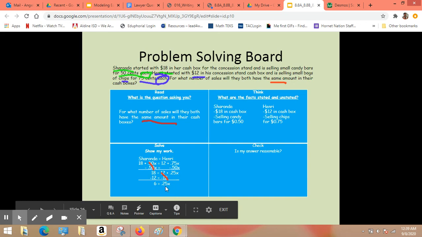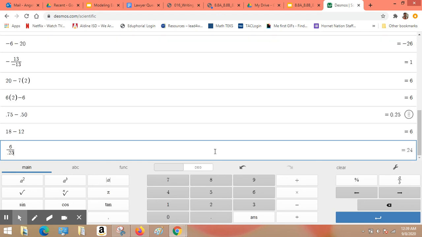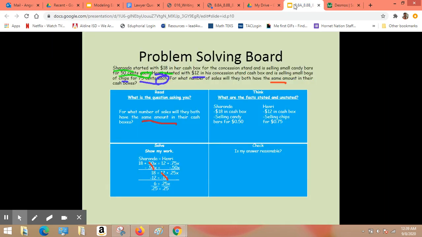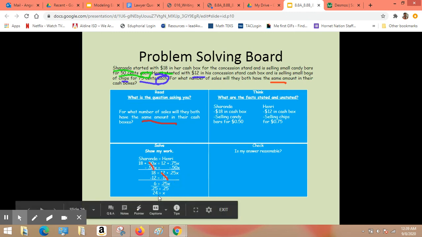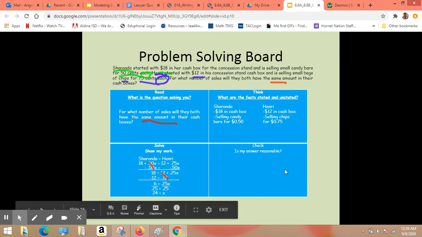Okay, so now I have to divide. I'm going to do the opposite of multiplication, which is division. And 6 divided by 0.25 gives me 24. So 24 equals x. So that's telling me that Sharonda, I was going to call her Rashonda, Sharonda has to sell 24 candy bars in order to have the same amount of money like Henry. And Henry has to sell 24 bags of chips as well.